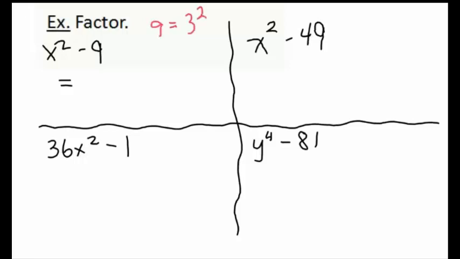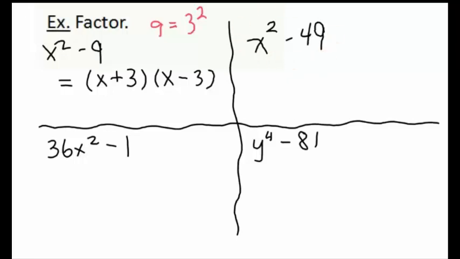So when we go to create our conjugate pairs, x must fill the first two spaces. One of the pairs is going to have a positive sign in between the terms, the other one's going to have a negative sign in between the terms. And because 9 is 3 squared, it's going to be the number 3 that fills our second two spaces. Let's move over to our next one.